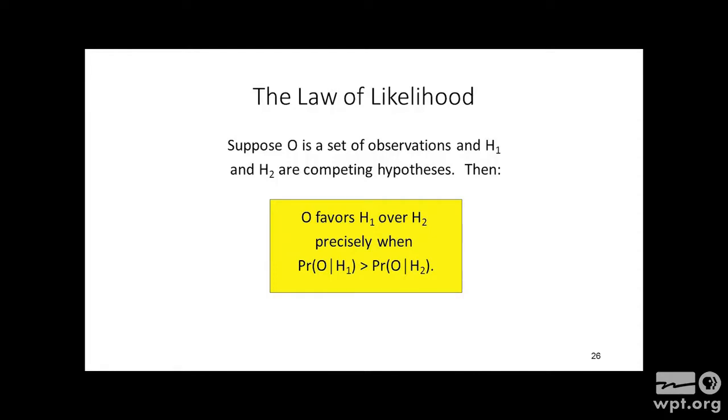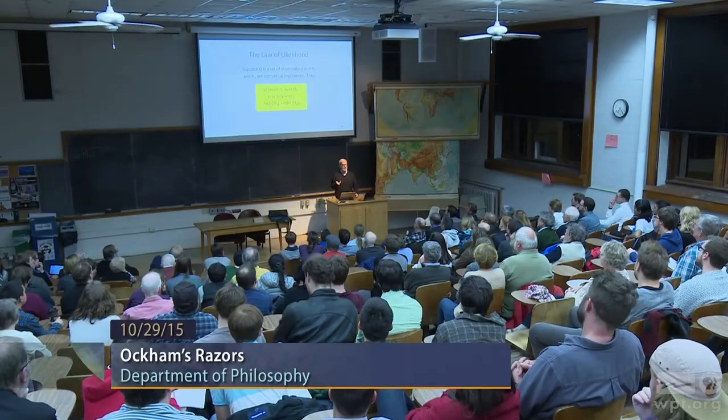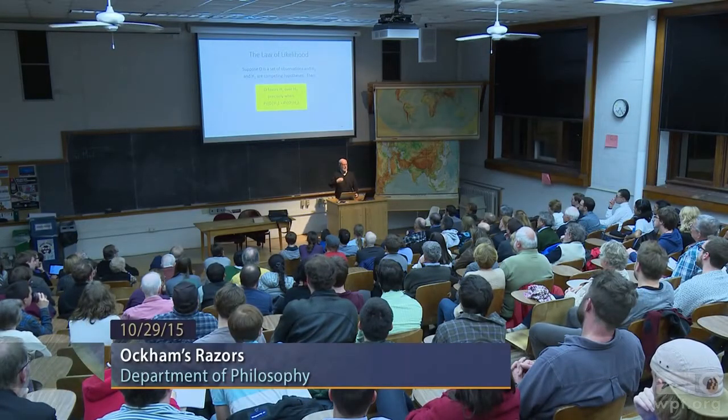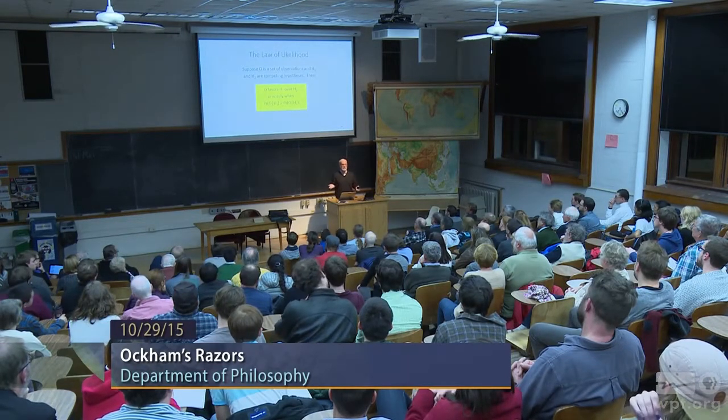So here's the principle I want to use. It says that we have some observations and two possible hypotheses. And the idea is that the observations favor the first hypothesis over the second exactly when the observations are more probable if the first hypothesis is true than the observations would be if the second hypothesis were true.